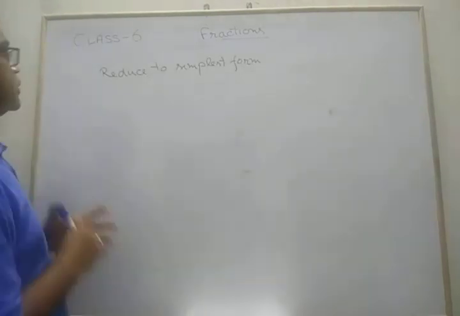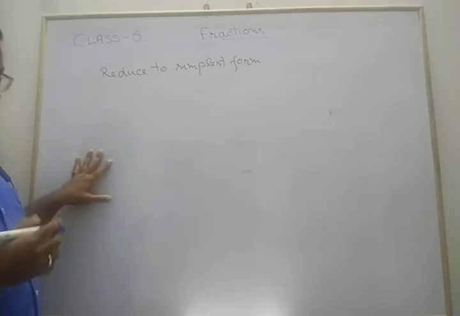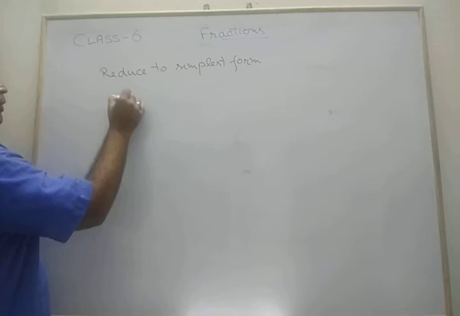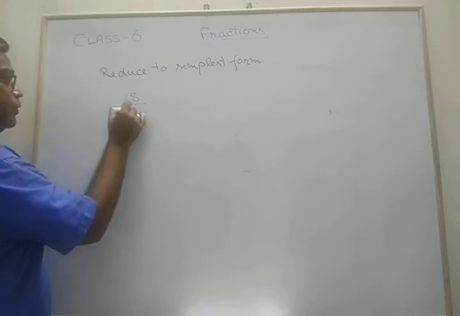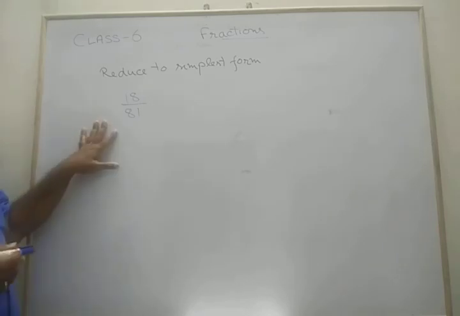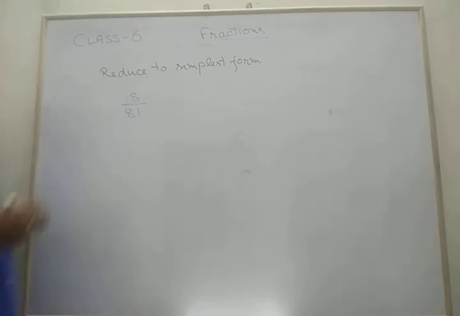Now in this case we are going to reduce to simplest form. I am choosing one number, a very interesting number: 18 upon 81. So we are going to reduce it into simplest form.